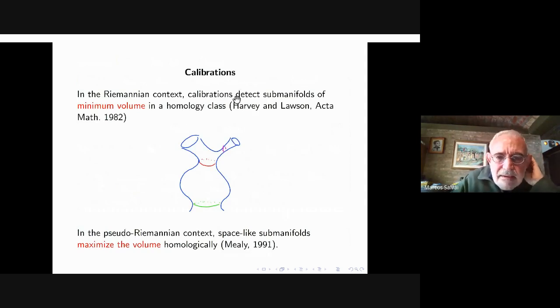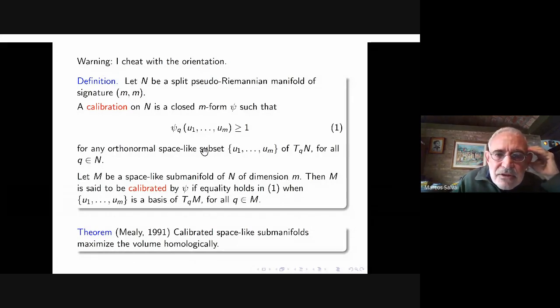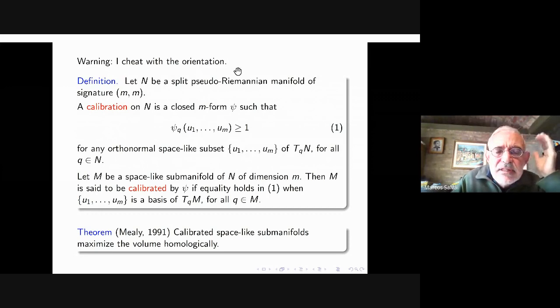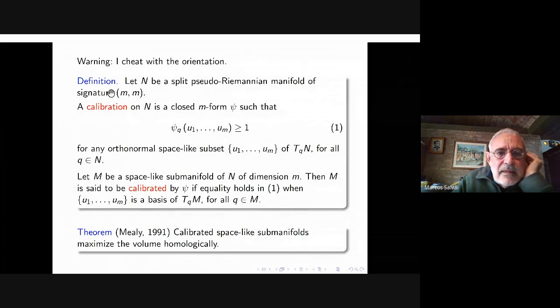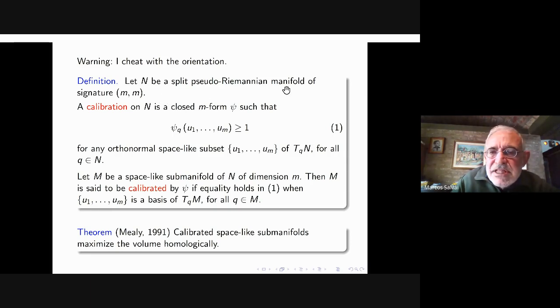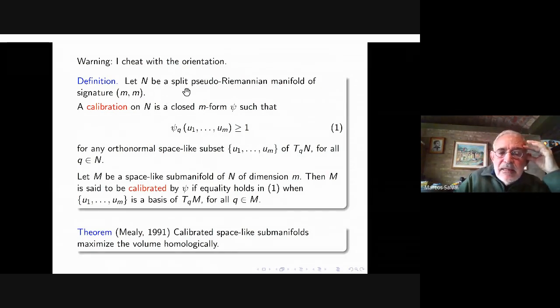Now, this is to tell you what calibrations do. And now I tell you what calibrations are. In the definition of calibration, I will cheat with the orientation, because if I take care of the orientation, it takes too long. But you will understand. So the definition. This is not the most general calibration, but it is not a very particular case either.